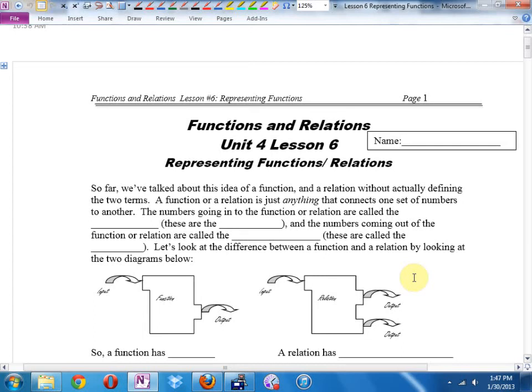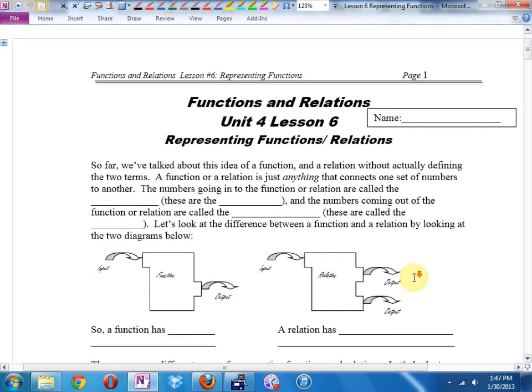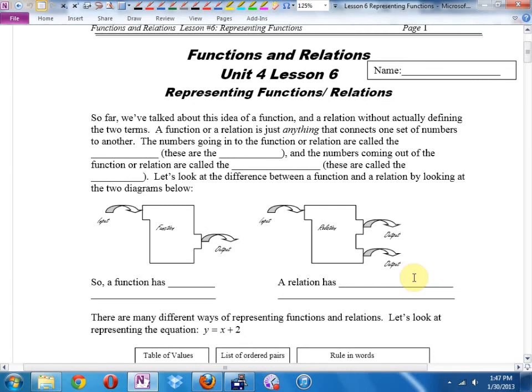All functions are relations. Functions are a special subgroup of relations. So not all relations are functions, but all functions are relations. Anything that's got a rule is a relation. If it passes the vertical line test, it's also a function. So the numbers going into the function or relation are called the input. These are the domain. Numbers coming out of the function or relation are called the output. These are the range.